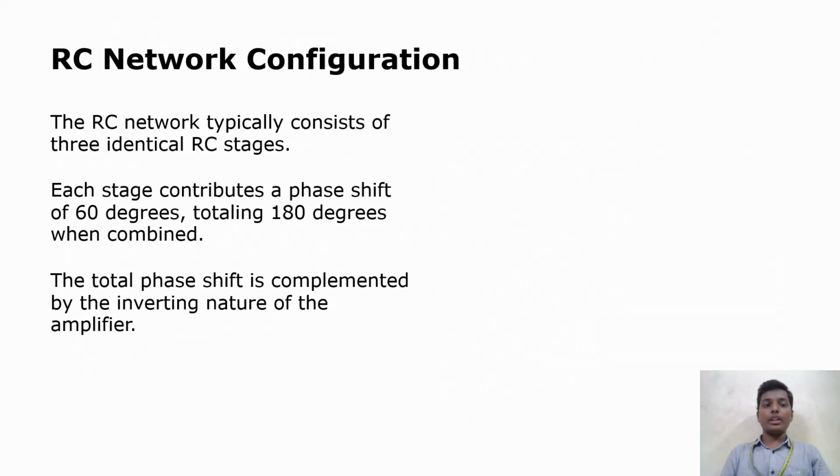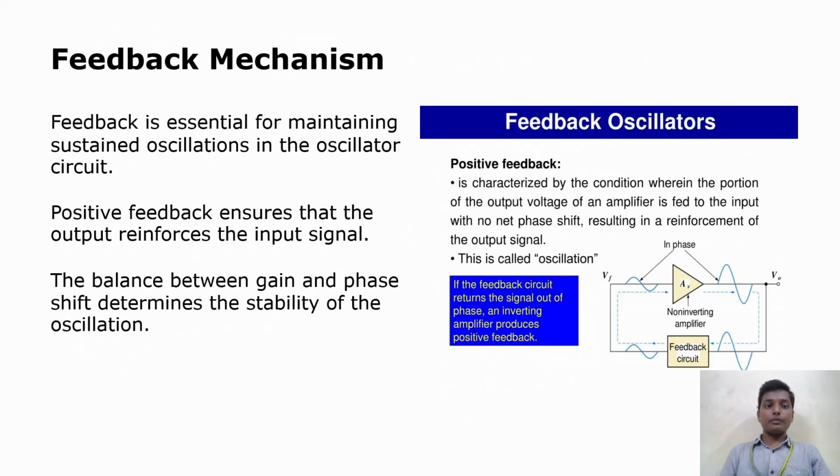RC network configuration. The RC network typically consists of three identical RC stages. Each stage contributes a phase shift of 60 degrees, totaling 180 degrees when combined. The total phase shift is complemented by the inverting nature of amplifiers.